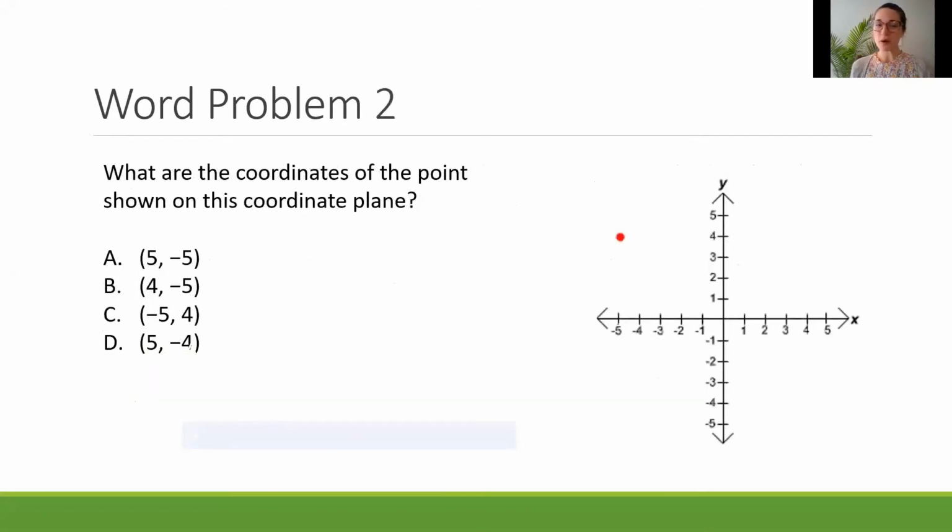Now for our second word problem, I've labeled this one as a word problem, but actually it's very direct in what it's asking you to do. So this one says, what are the coordinates of the point shown on this coordinate plane? Well, to find coordinates, we need to do X and Y. So they're always listed in this order, the X coordinate first and the Y coordinate second.